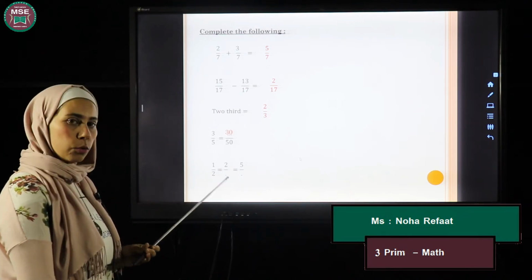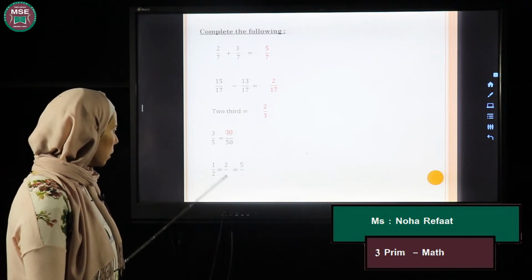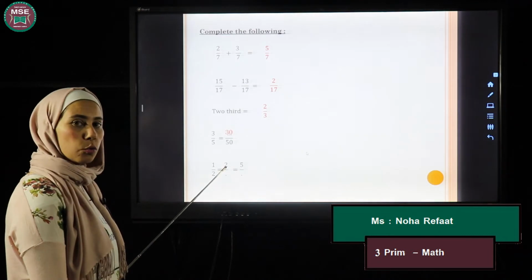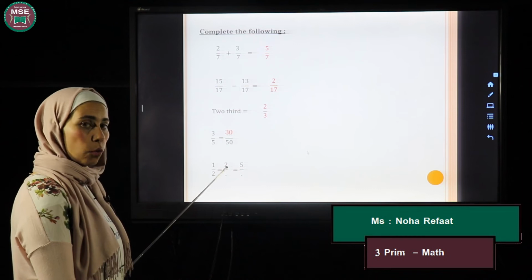The next question, also equivalent fractions. I need to find the equivalent fraction to half. The 1 becomes 2. What did we do here? We multiplied the 1 by 2. So what do you do up?